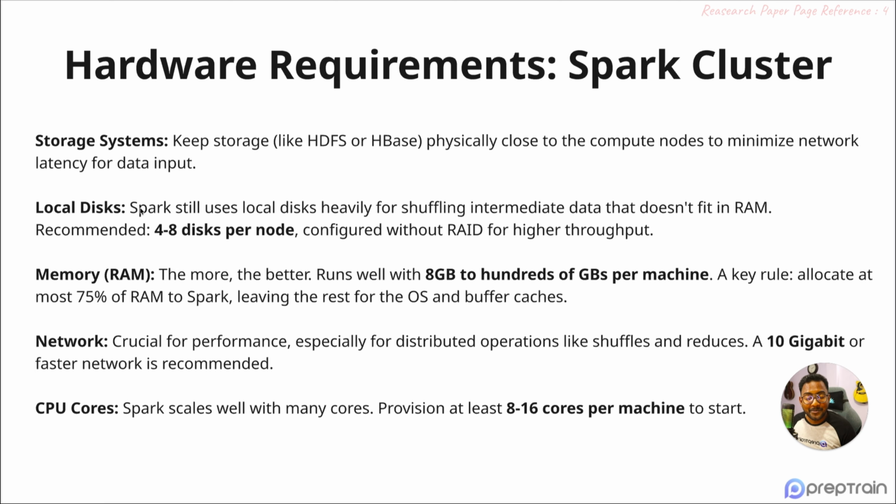Talking about memory, this is one of the most important ones. Spark lives on the RAM. More memory means more data can be cached, fewer spills to the disk, and faster execution. The key rule of thumb is to allocate at most around 75% of the memory to Spark, and leave the rest for the operating system and its buffer cache. The reason is that if you give 100% to the Spark executor, it will starve the OS, which leads to bottlenecks and poor performance.